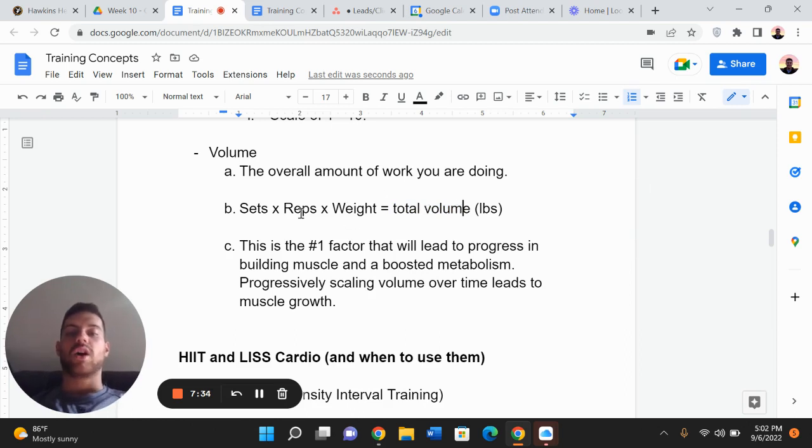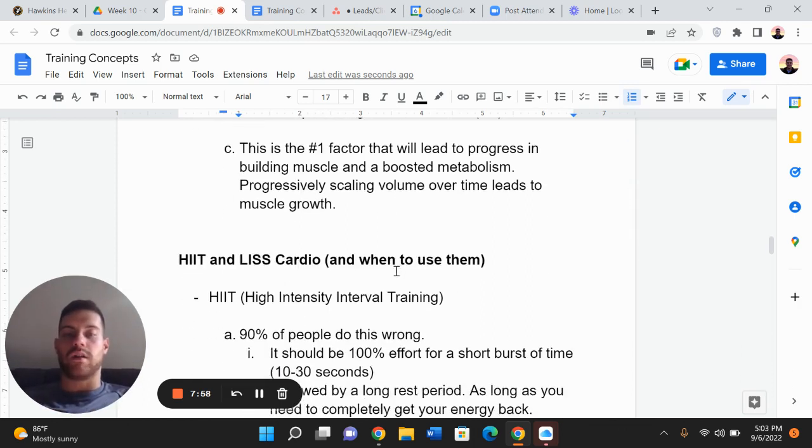How do you do that? You either increase the sets, increase the reps, or increase the weight every time you go into the gym to increase this volume. Now, when I say increase the weight, that can be by 5 pounds. You can increase it by 1 rep, or you can increase it by 1 set, and that will do the exact same. You don't want to try and increase all 3 at one time. That will lead quickly to overtraining and burnout. Okay? So choose one and increase it each time.